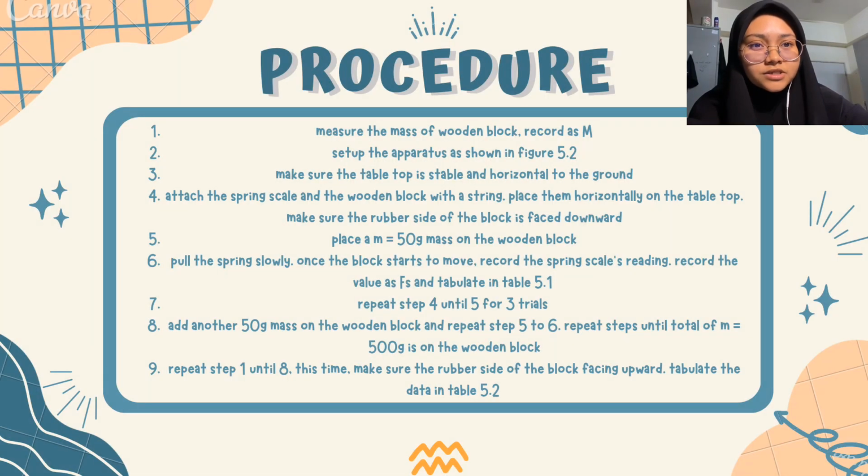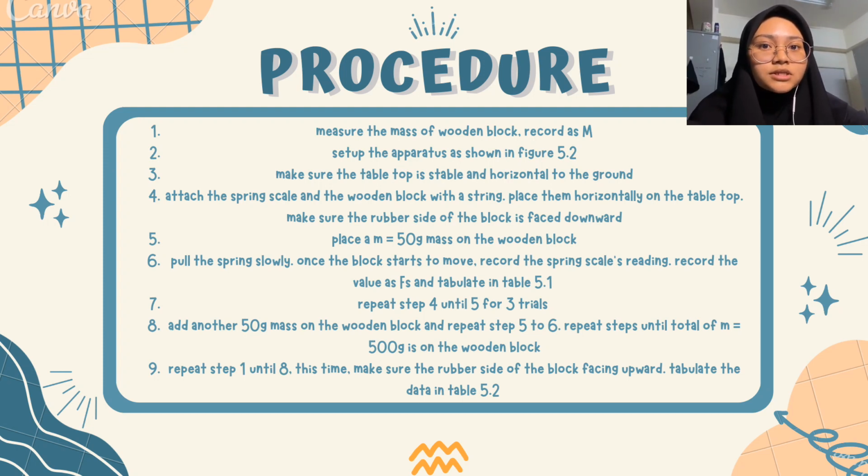About the procedure of this experiment, first of all, measure the mass of the wooden block. Record it and set up the apparatus as shown in figure 5.2. Make sure the tabletop is stable and horizontal to the ground. Attach the spring scale and the wooden block with a string. Place them horizontally on the tabletop. Make sure the rubber side of the block is facing downward. Place a mass M of 50 gram on the wooden block.